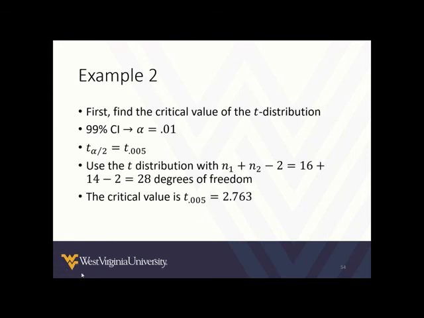And so, first off, finding our critical value, we want 99% confidence, which means alpha is going to be 0.01 and alpha over 2 is going to be 0.005. And as we have established, we're using the t distribution with degrees of freedom n1 plus n2 minus 2. And so this will be 16 plus 14 minus 2. And this is going to give us 28 degrees of freedom. Using our t-table, this would give us a critical value of 2.763.